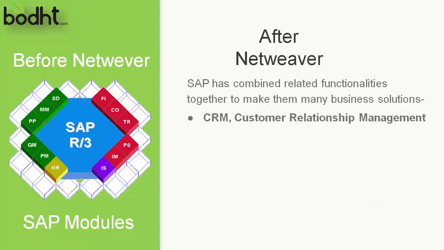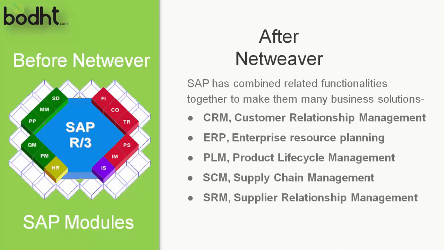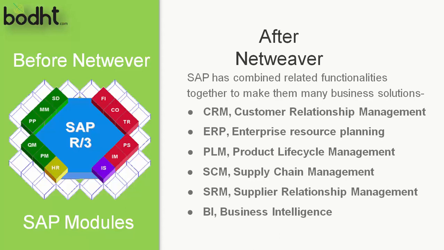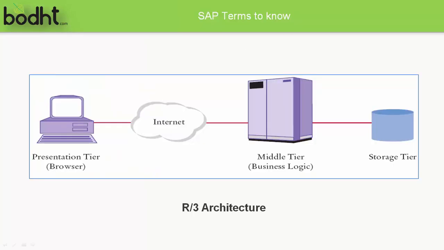It can be our customer relationship management solution, or ERP, enterprise resource planning, or product lifecycle management, or supply chain management, or even supplier relationship management, or even business intelligence. And a very important thing is, now these are called business solutions, not modules. And then there are some more SAP terms that going forward you all have to know.